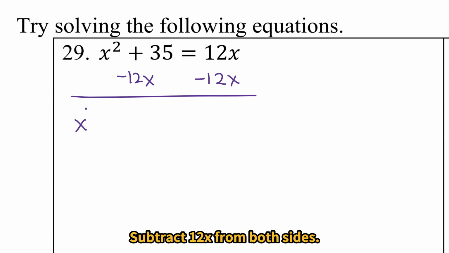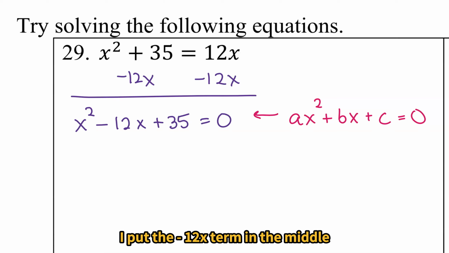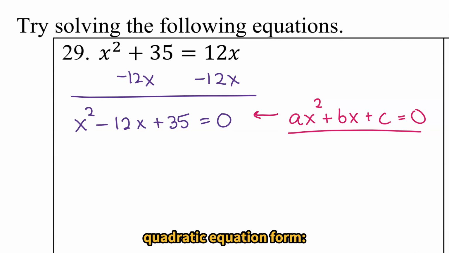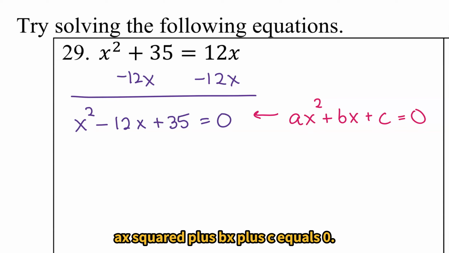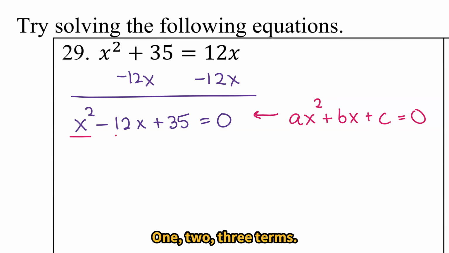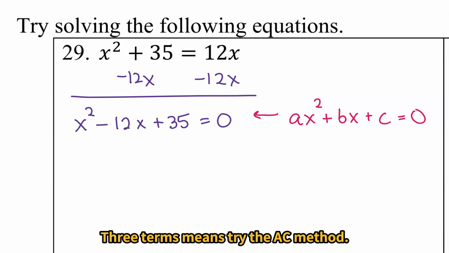Subtract 12x from both sides. I put the minus 12x term in the middle so that I have my equation written in that standard quadratic equation form, Ax squared plus bx plus c equals 0. I look for a greatest common factor first. Seeing none, we move to the next step, count the number of terms. 1, 2, 3 terms. 3 terms means try the AC method.